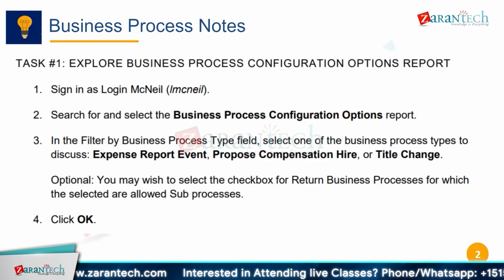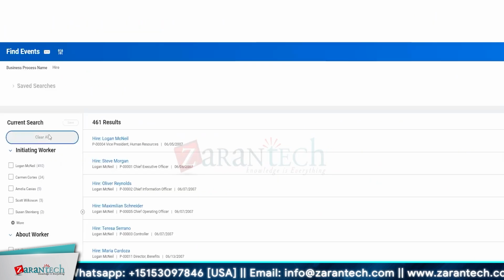All right, so there's a few tasks that we would like to do. Would you like to practice it side by side with me, or I'm going to show you on the tenant as well. So explore business process configuration options report. It says sign in as Logan McNeil, search for the selected business process configuration report. Let's open up business process configuration report.